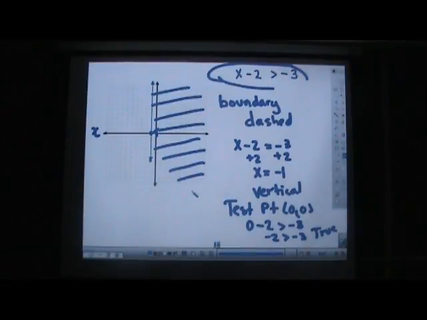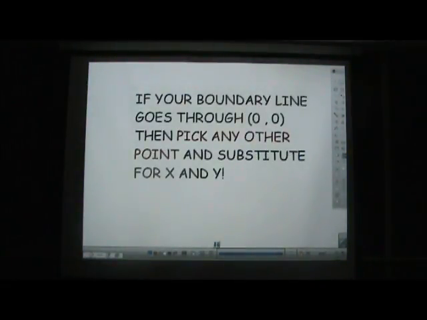Okay, so there's just some various examples, and practice is probably the best thing. Remember, if you have your boundary line and it does go through 0, 0, or you're not sure which side it's supposed to be on because you're not real sure as far as your points, then you can pick any other point. Just make sure you find the correct x and y value for your ordered pair, and then make sure you substitute the x for x and the y for y, and be very careful there.